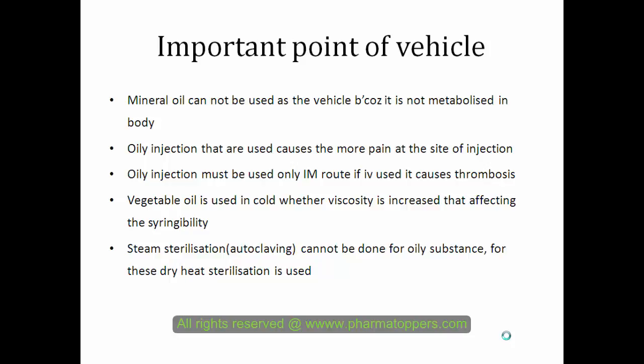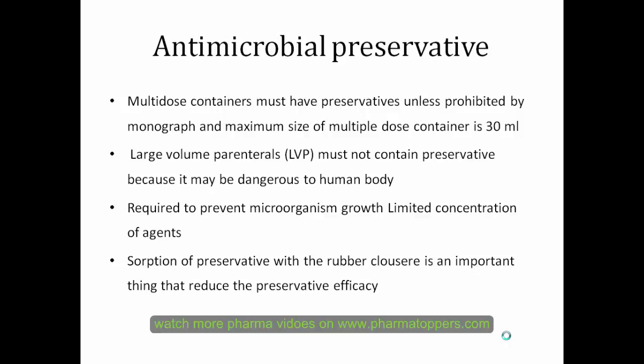Here, for vegetable oils in the winter season, the viscosity increases, and that affects the syringeability. Syringeability means that the amount present in the syringe does not come out easily from the syringe. And for sterilization of these vehicles, dry sterilization is used, not steam sterilization. Coming to the next slide, that is antimicrobial preservative.